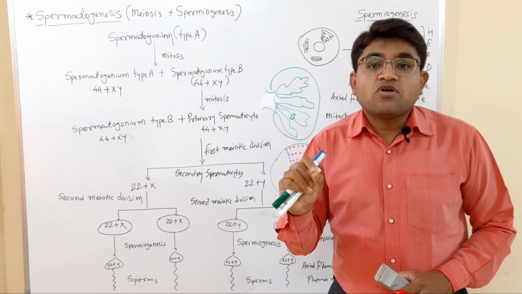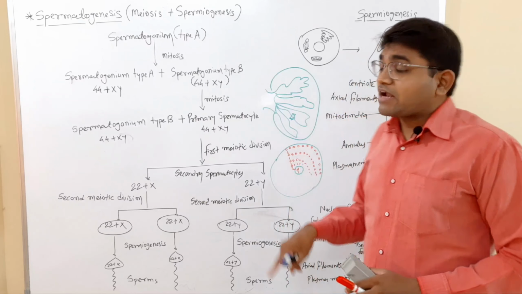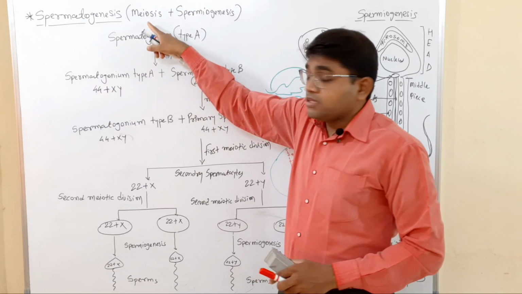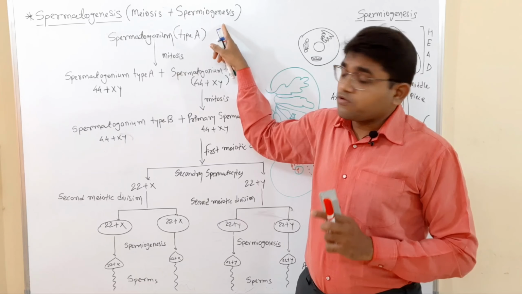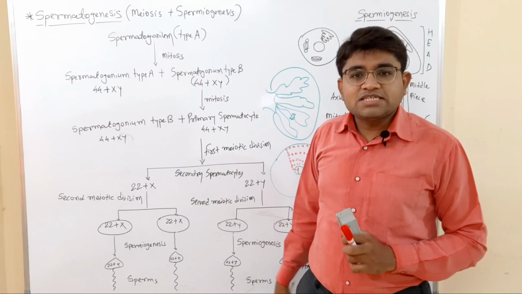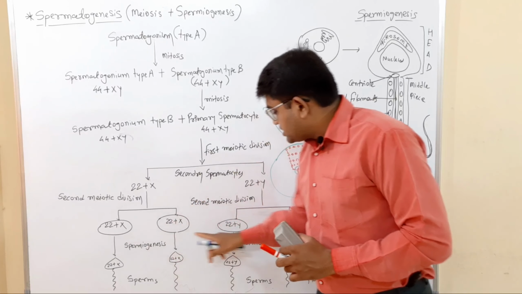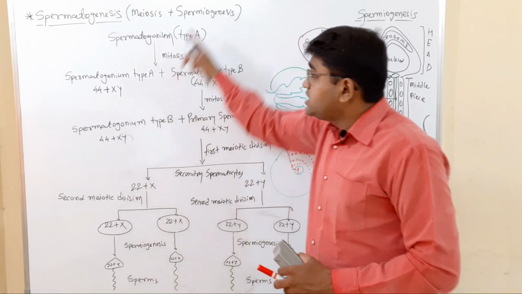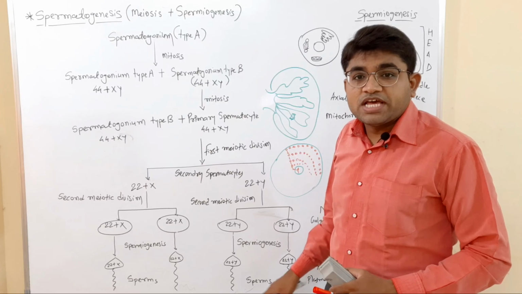This process is known as the spermiogenesis process. That's why we write down that the spermatogenesis process is a combination of both the meiotic division and the spermiogenesis process, meaning meiosis and the spermiogenesis process. From these rounded cells, the four sperms are now formed. So this is a continuous process of spermatogenesis.